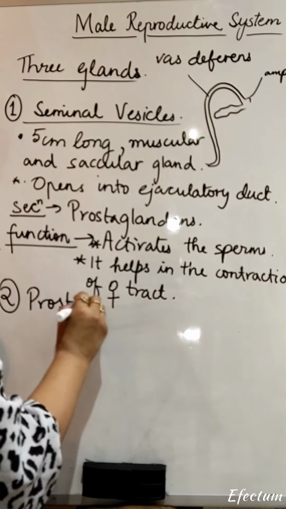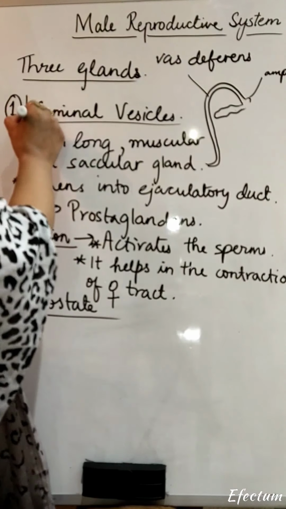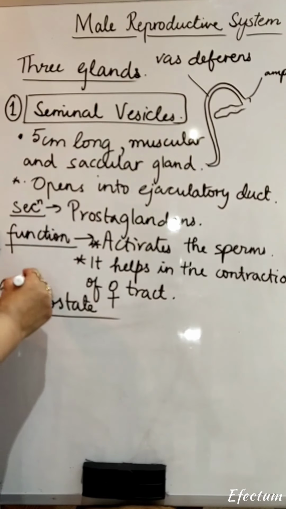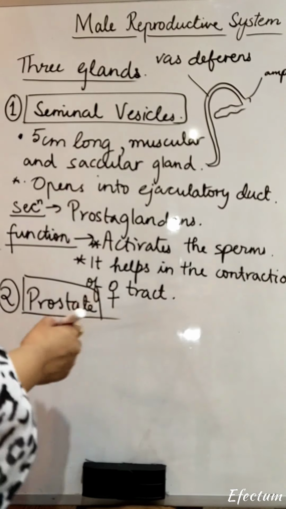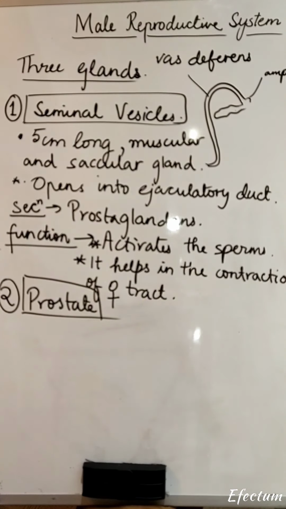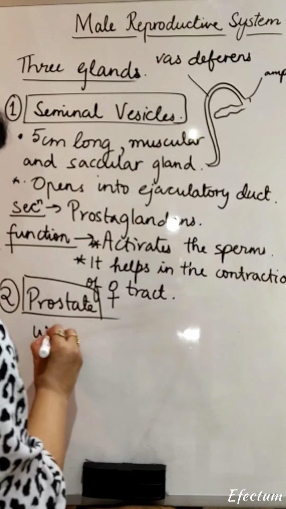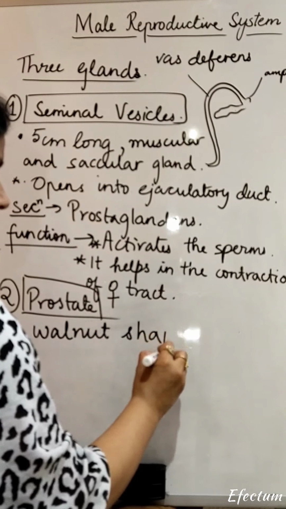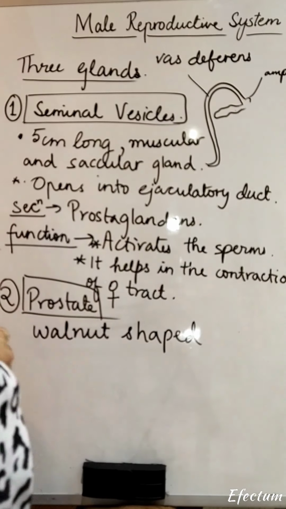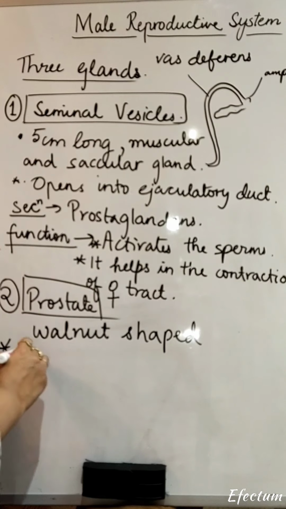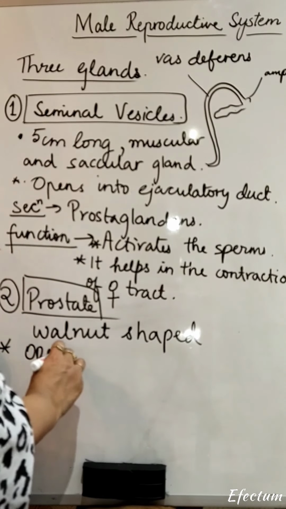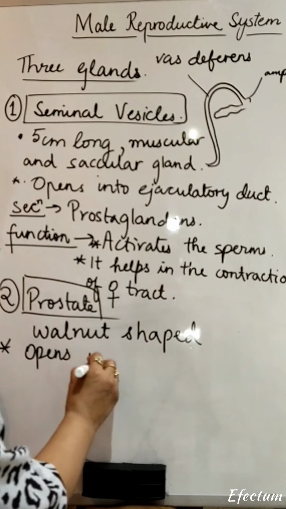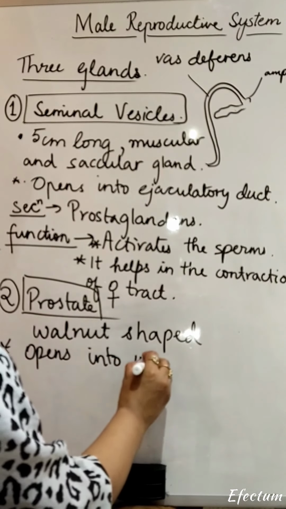Now the second gland is the prostate gland. It is single in number. This gland is walnut shaped, and this gland opens into the urethra.